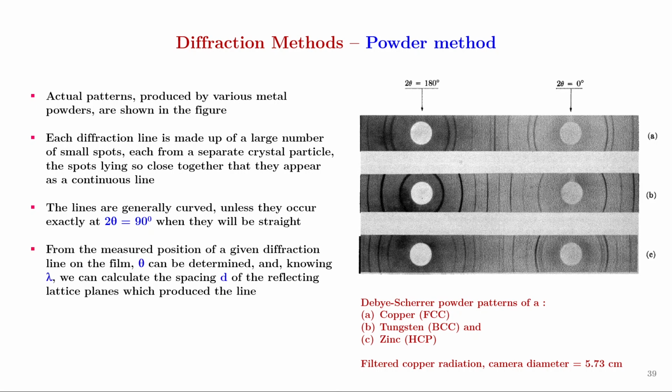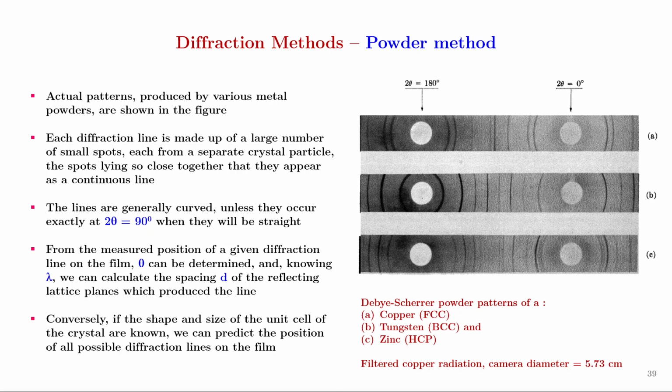From the measured position of a given diffraction line on the film, theta can be determined, and knowing lambda, we can calculate the spacing d of the reflecting lattice planes which produced the line. Conversely, if the shape and size of the unit cell of the crystal are known, we can predict the position of all possible diffraction lines on the film.